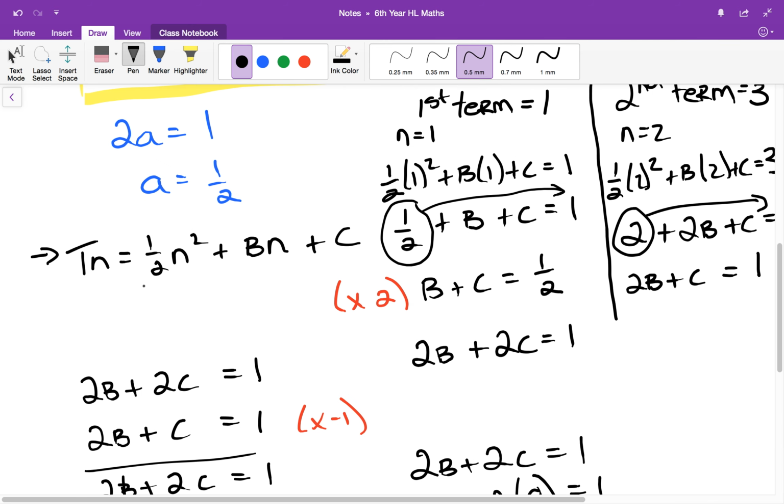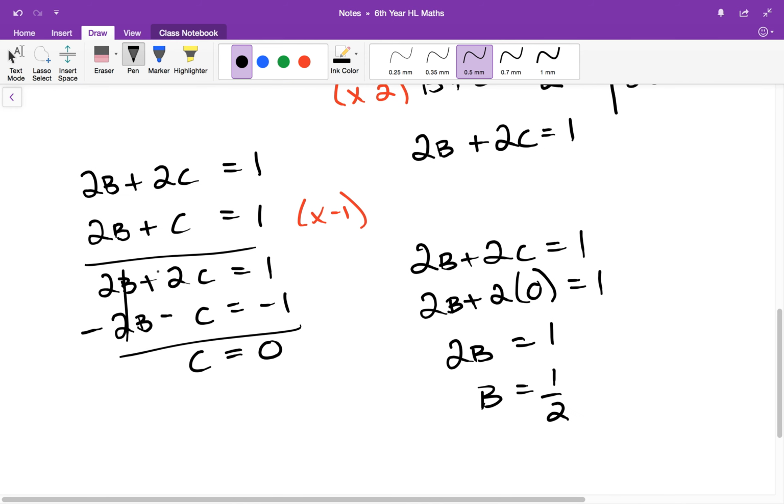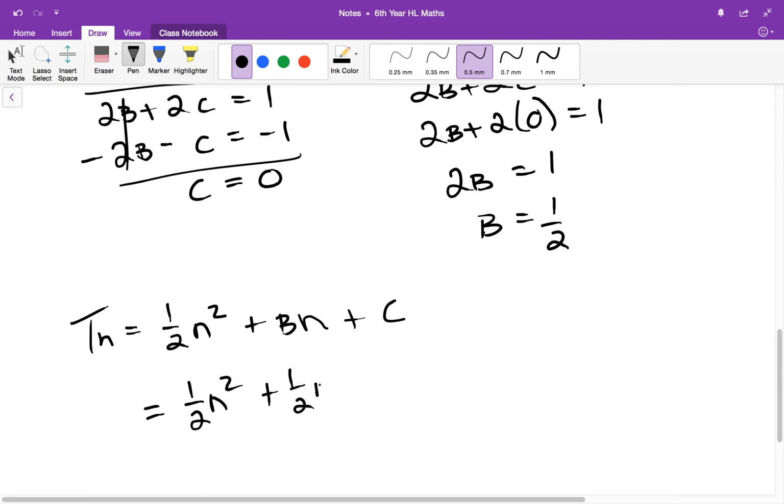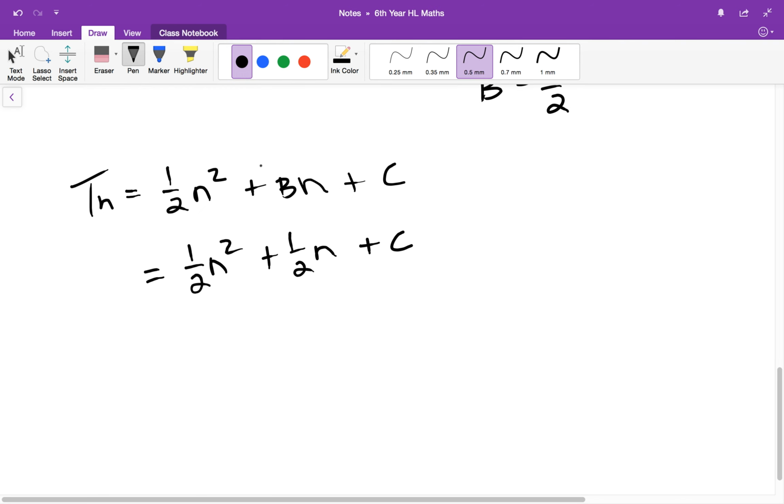So the Tn that we have here was a half n squared plus bn plus c. We can fill that in now as a half n squared plus a half n plus 0. And then you don't need to write the 0. So it's a half n squared plus a half n. So that's the nth term, Tn, for this quadratic sequence. So the method will stay the same every time, obviously just the numbers will change.